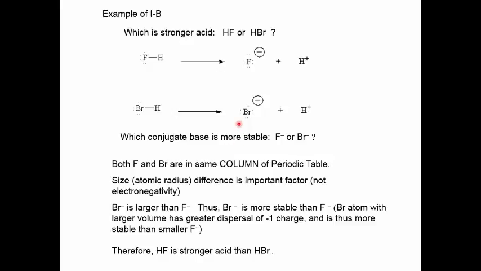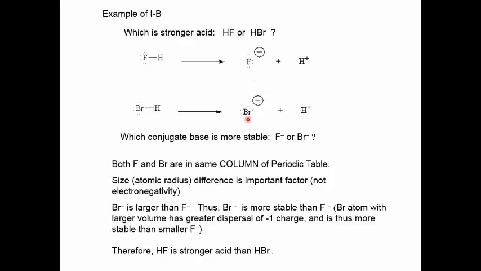Of course, you remember that when you go down the column of a periodic table, the size of the atom increases, the atomic radius increases. Bromine lies below fluorine in the periodic table. Therefore, the bromine atom is larger than the fluorine atom. Bromide ion is a larger ion than fluoride ion. Well, the important thing is this. Each ion has a -1 charge.